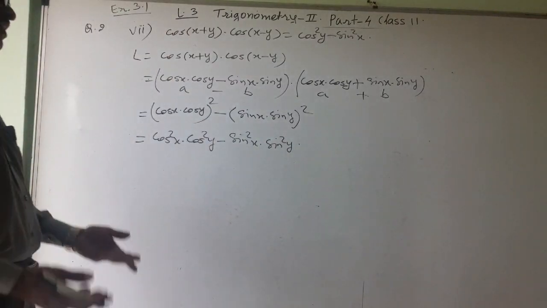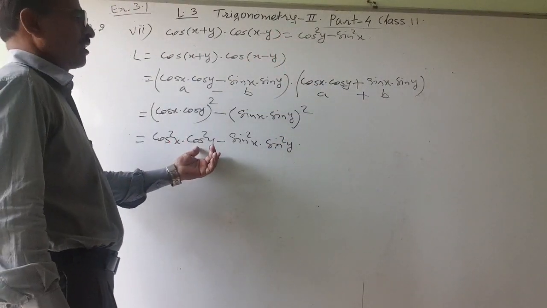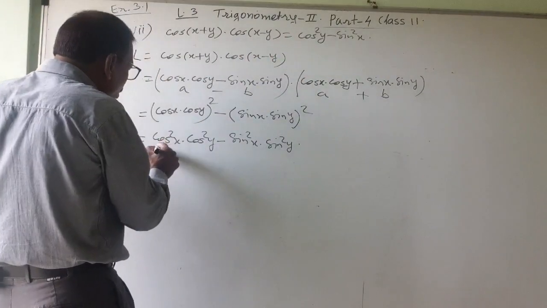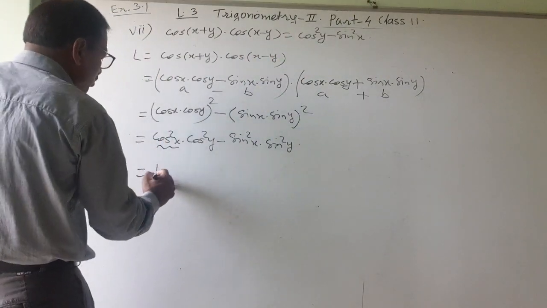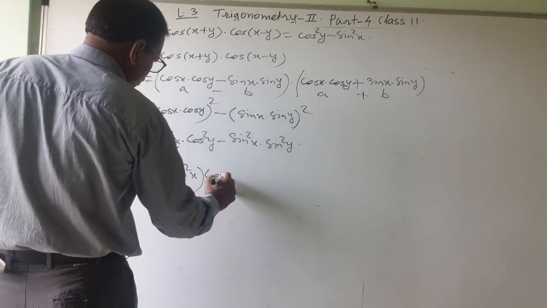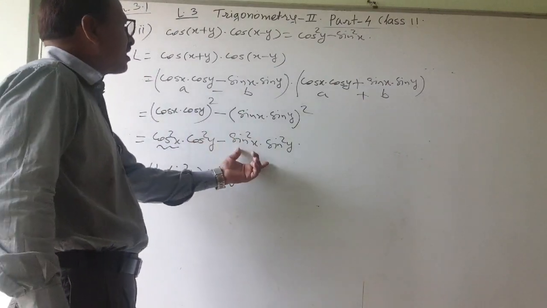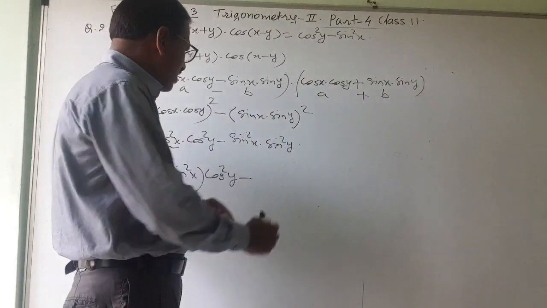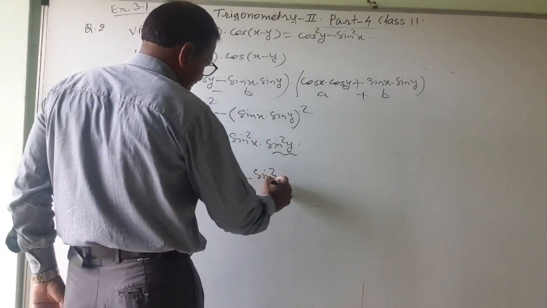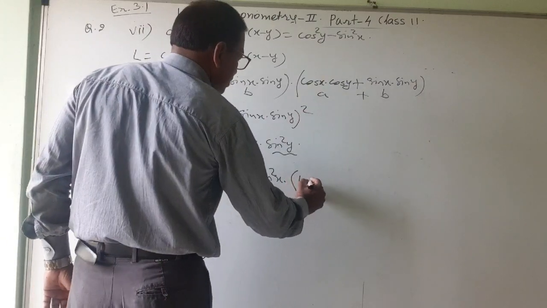What I want and what I don't want, I will see here. This cos square y I want. I don't want this cos square x, so for that put 1 minus sin square x into cos square y, minus, here I want this sin square x. I don't want this sin square y, for that put sin square x into 1 minus cos square y.